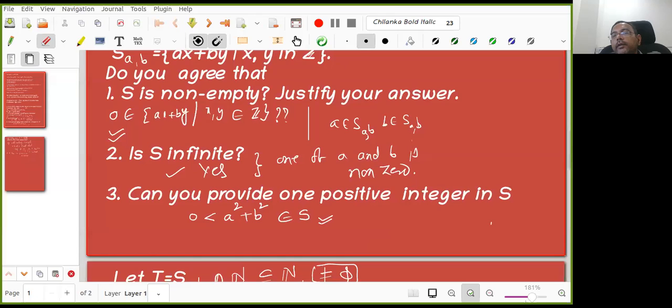Yeah, Ishan. Sir, are you trying to say that DZ is equal to AZ plus BZ? No, I am not saying all those things. I am asking a very simple question. What is D? From right now, what is D? D is the least positive integer in S_AB.